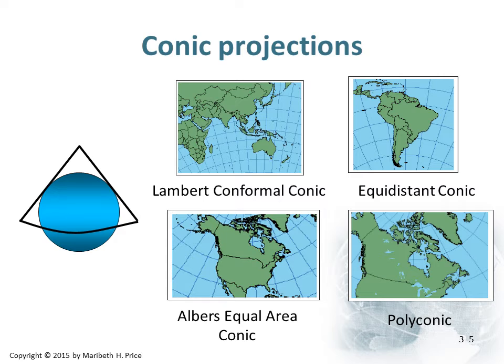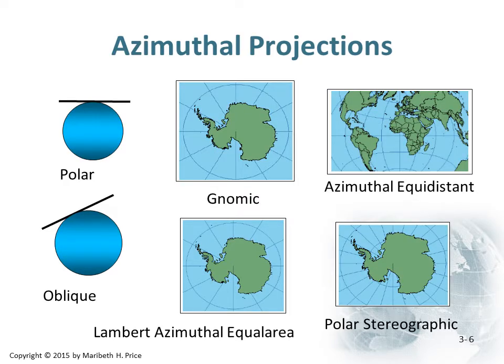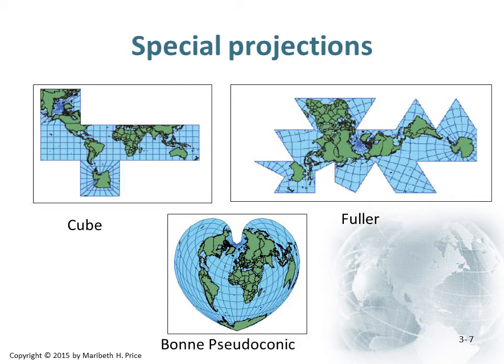Conic projection, Lambert and Albers is probably the most common. Equidistance is also pretty common, but it's basically a cone unwrapped. Azimuthal are typically polar, but they can be oblique. And these are some examples of the different azimuthal projections that are out there. There's also some special ones that I'm not going to talk much about.